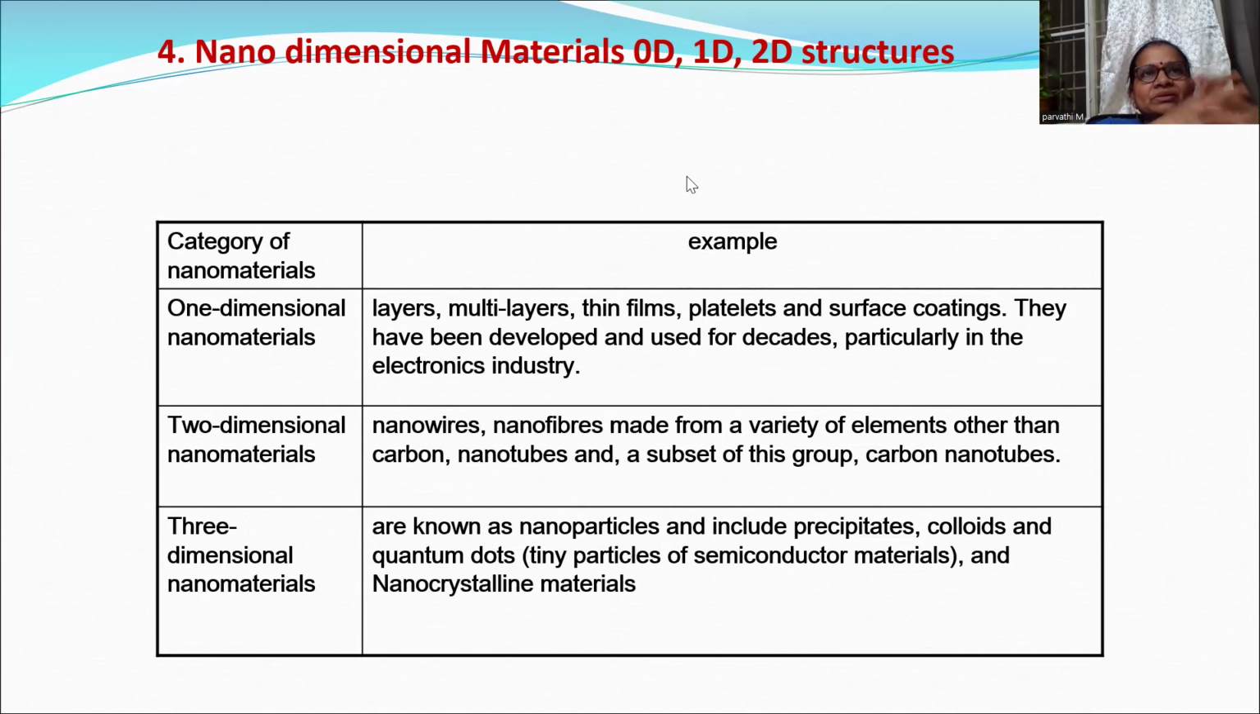The two-dimensional materials with which applications are made are nanowires, nanofibers, and varieties of elements like carbon nanotubes and a subset of this group. Similarly, three-dimensional means the material has not only x-axis and y-axis but also z-axis, like a cube. Colloids, quantum dots and nanocrystalline materials come under these three-dimensional nanomaterials.